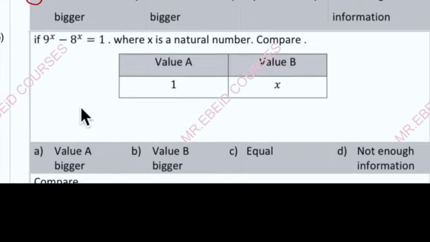Question 5, if 9 raised to the power of x minus 8 raised to the power of x equals 1, where x is a natural number, compare between the value of A and the value of B. Just plug in x equals 1, so it will be 9 power 1 minus 8 power 1, which equals 1. It means 1 also satisfies this equation, so x equals 1, so both values are equal. So the answer is C.